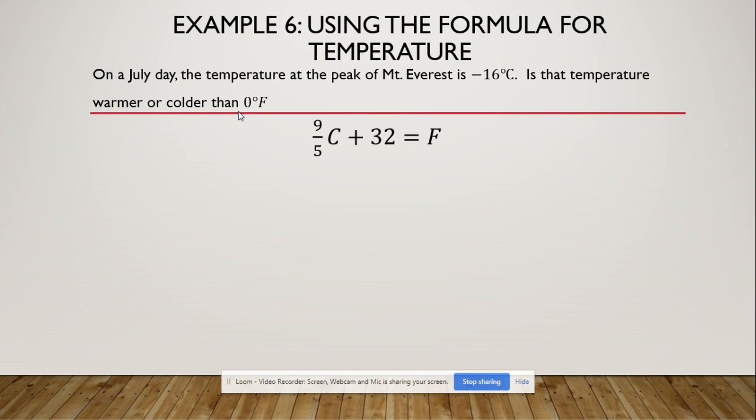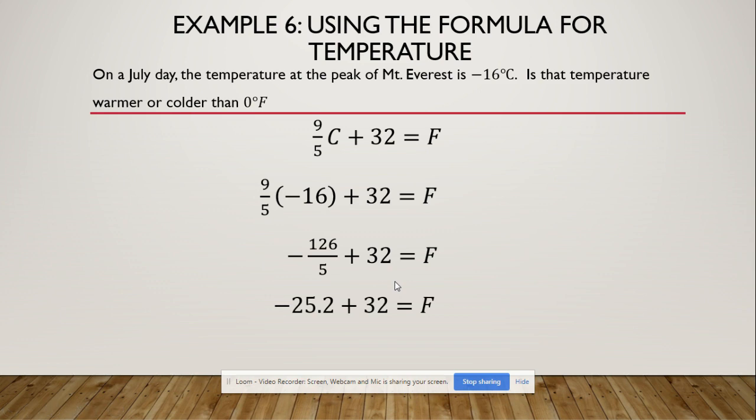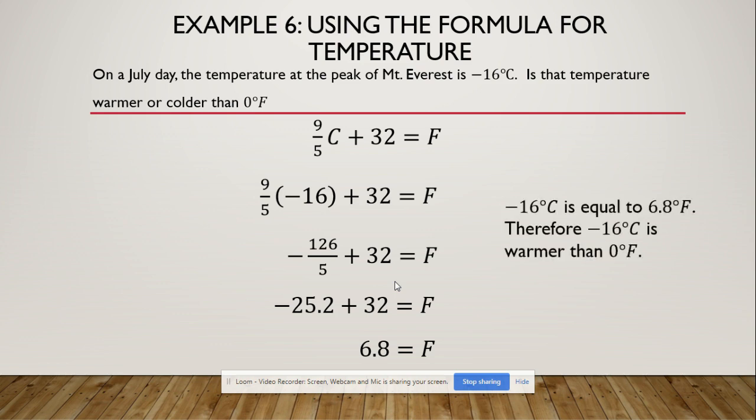Now, first thing I'm going to do is substitute in Celsius. They said negative 16 degrees Celsius. I'm going to put that in. 9 times negative 16 will be negative 126. We're still dividing by a 5, plus 32. Negative 126 over 5 is negative 25.2. Negative 25.2 plus 32 is 6.8. So 6.8 is warmer than 0 degrees. So negative 16 degrees Celsius is therefore warmer than 0 degrees Fahrenheit.